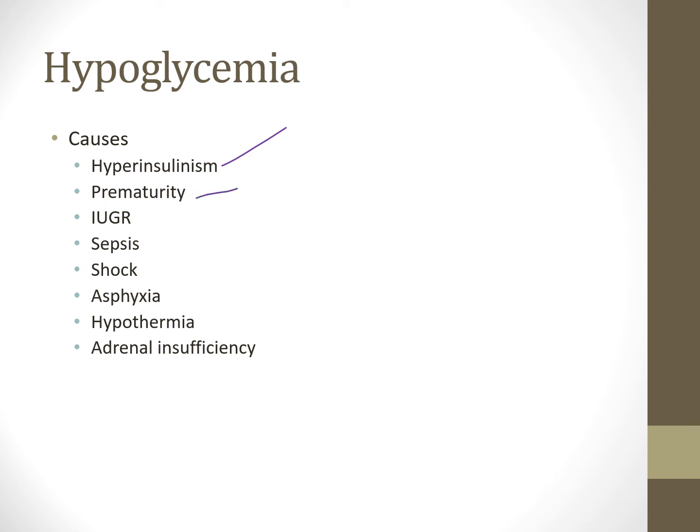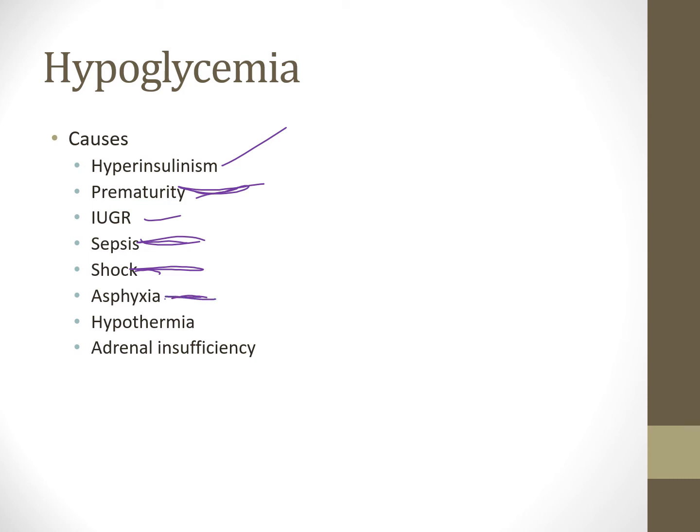Prematurity, we already talked about that one. IUGR, intrauterine growth restriction, we already talked about that. They don't have the stores of energy because they were restricted in their growth. Same thing, prematurity, they don't have the stores of energy because they don't have brown fat, things like that. Sepsis, of course, their body's going through a massive infection. Shock, usually because of sepsis in a lot of cases here, unless they're in heat stress or cold stress or something.